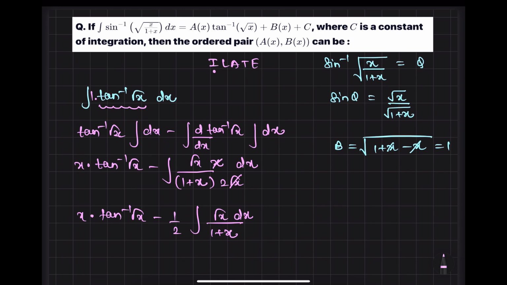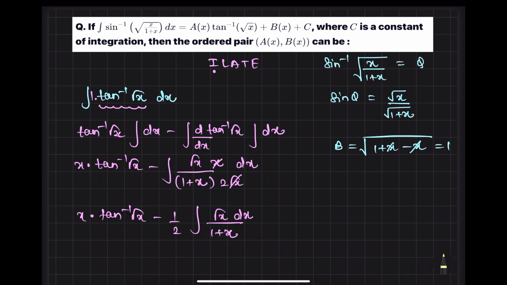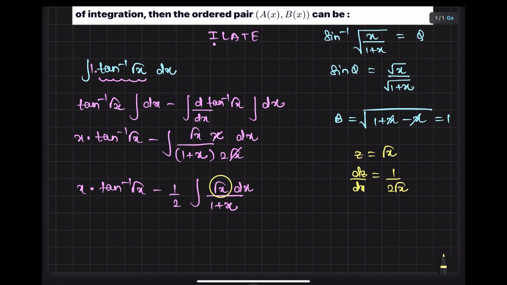Now you have to integrate this function. But look at this, don't you think it is a bit ugly? So what I will suggest, treat this root x as z. So dz by dx will become what? 1 by 2 root x. Now respond accordingly. So we will have what?